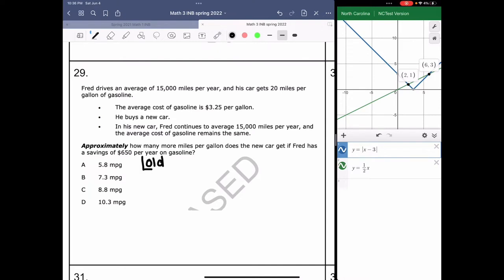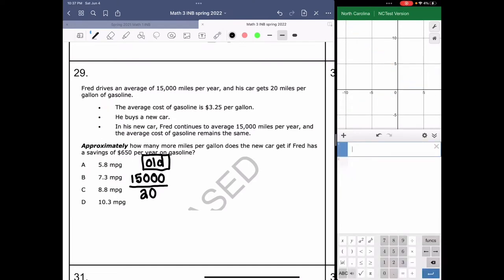So if we analyze the old car, we know that he drives 15,000 miles per year. And out of those 15,000 miles, he gets an average of 20 miles per gallon. So we're trying to find the gallons that he uses per year. So if I divide, if I do 15,000 divided by 20, that's going to give me 750 gallons that he uses per year.